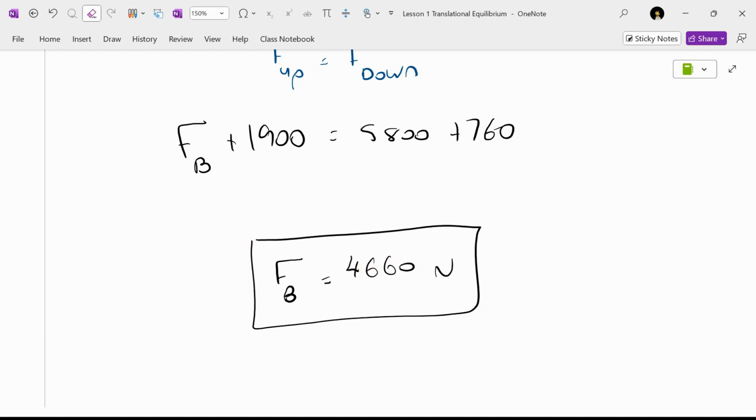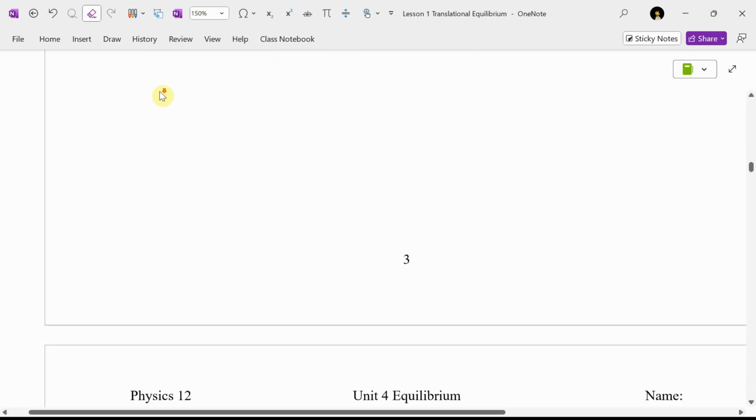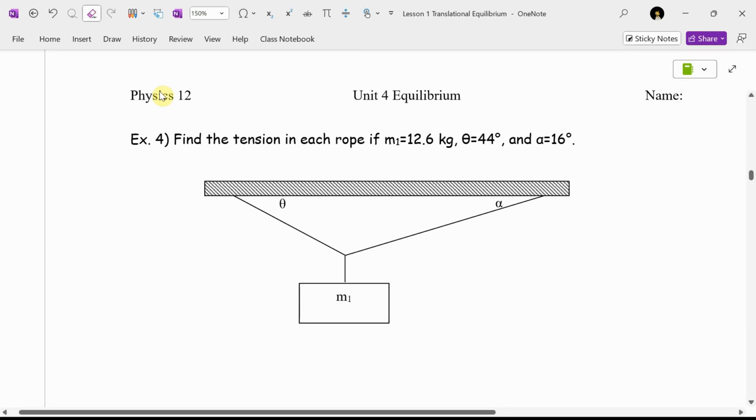So for cables, because they're at angles, you could do components, but I'm going to use the sine law. For beams, because everything is typically going to be at right angles, I'll use everything left equals everything right, if there is anything, and I'll use everything up equals everything down. Here's the kind of cable question that I like. I like example 4. Example 4 is a nice question.